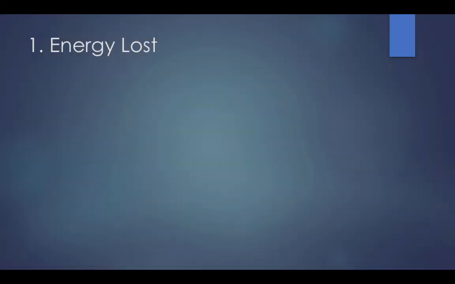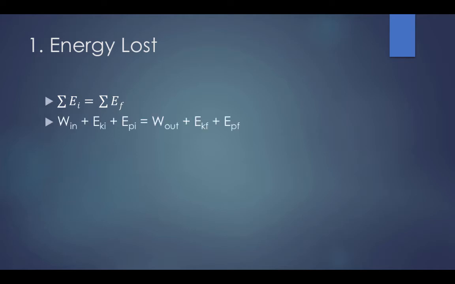Let's calculate the energy lost. Remember that the sum of the initial energy must equal the sum of final energy based on the law of conservation of energy. That is, work in plus initial kinetic energy plus initial potential energy must equal work out plus final kinetic energy plus final potential energy. We will assume that the bike begins at the top of the hill, so there is no work required to move the bike to the top. So work in is 0.